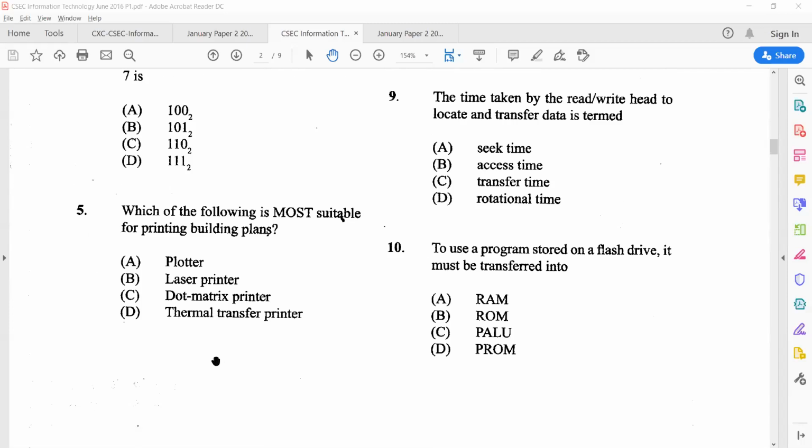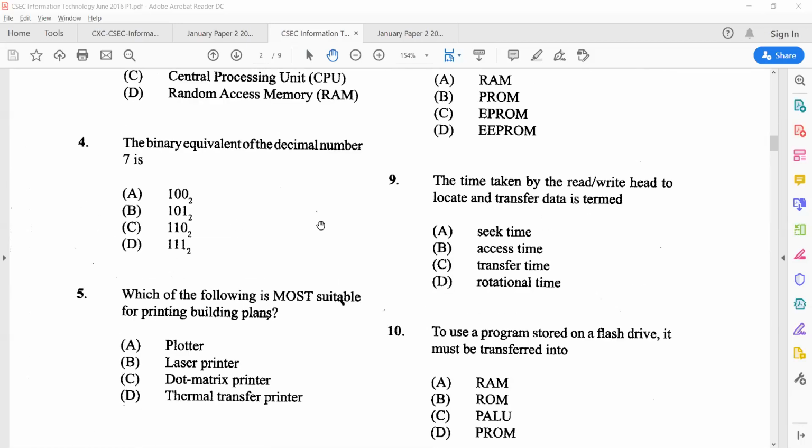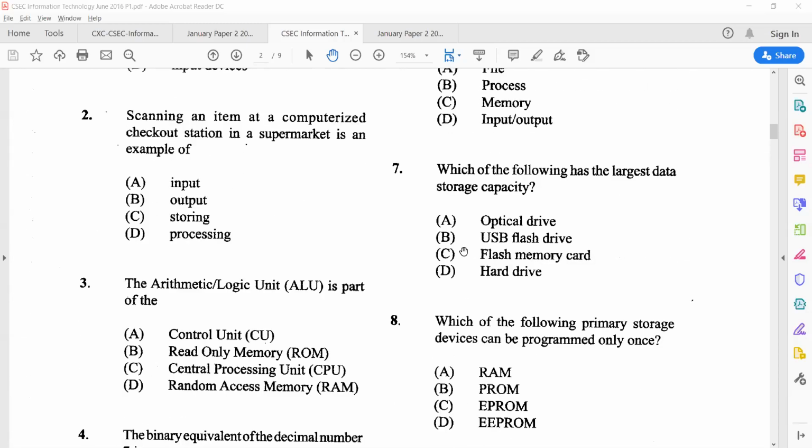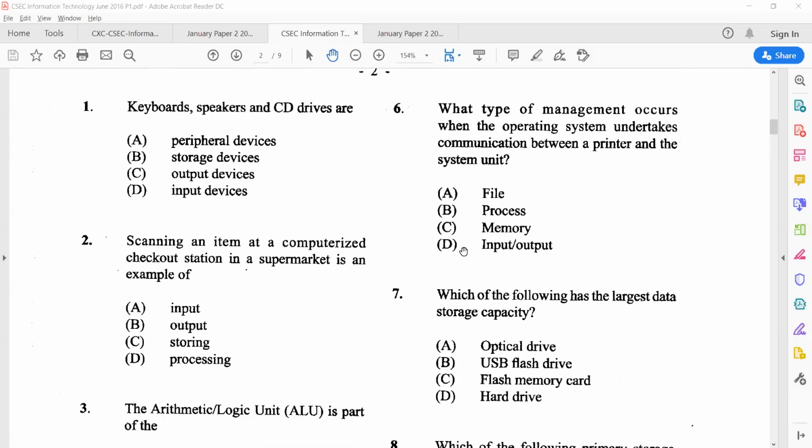Okay, let's move on. Number 5, which of the following is most suitable for printing building plans? A. A plotter. Right, so you have plotter, laser printer, dot matrix printer, and thermal transfer printer. This question is familiar. We went through it last week, and the answer is A. Plotter. Right? All right, good. Let's move on to number 6.